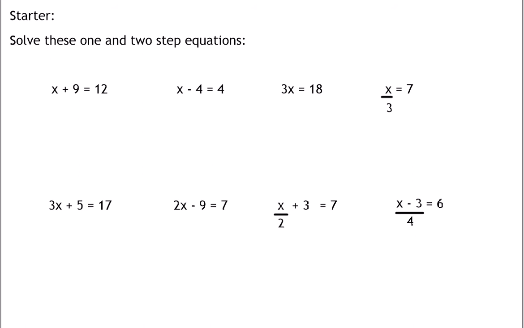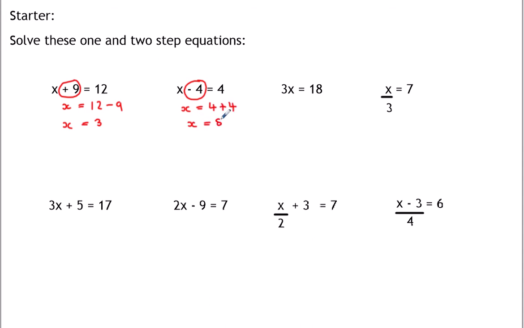Okay, for the first one, remember the rule is to always work backwards and do the opposite. So if the question has a plus 9, the opposite is to take away 9. So x equals 12, take away 9. Then you must start a new row, x equals 3. For the next one, these are one-step equations. We've only got to do one thing. The opposite of taking away 4 is to add 4. So x equals 4 add 4.